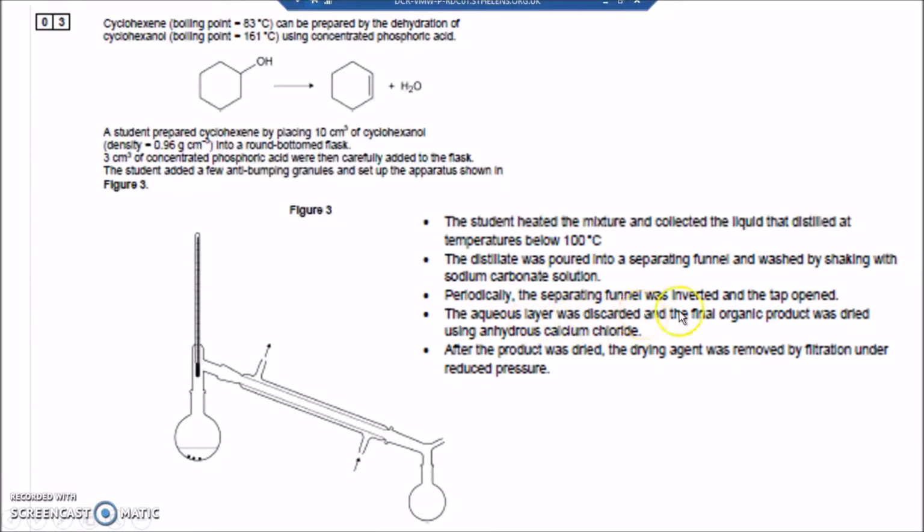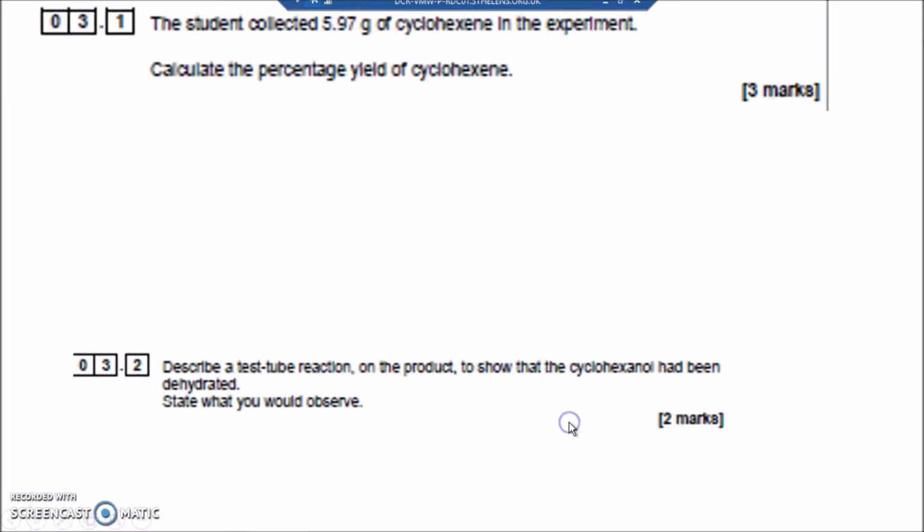The aqueous layer was discarded and the final organic product was dried using anhydrous calcium chloride. That's a solid that doesn't dissolve. It's an insoluble solid and it'll absorb water, so it remains as lumps in there, and it will absorb any water. After the product was dried, the drying reagent was removed using filtration, so you can remove it because it doesn't dissolve, under reduced pressure. So you use a Buchner funnel and a side arm connected to the tap, so reduced pressure or vacuum filtration.